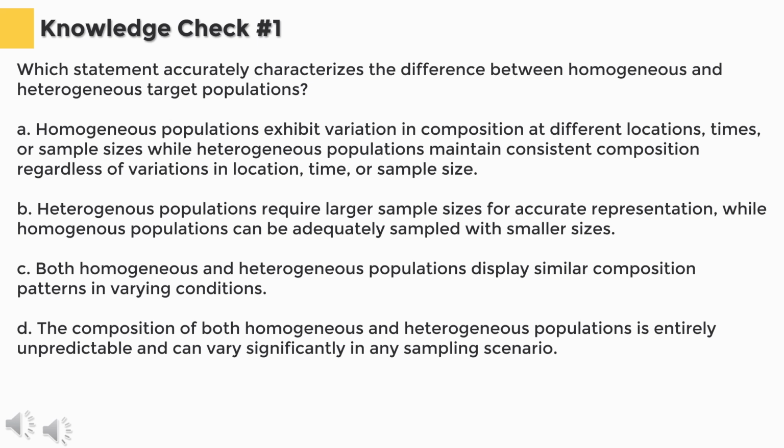Due to their diverse composition, heterogeneous populations necessitate larger samples to capture the full range of characteristics and ensure a representative picture. Homogeneous populations, with their uniformity, require smaller samples as individual variations have less impact on the overall representation, hence the answer is B.